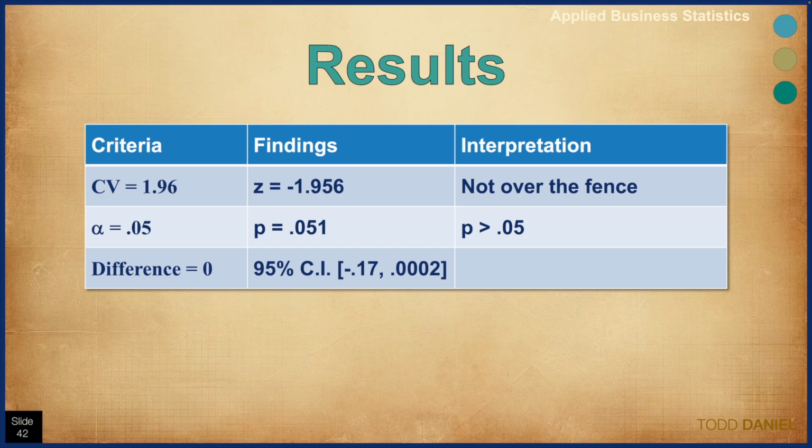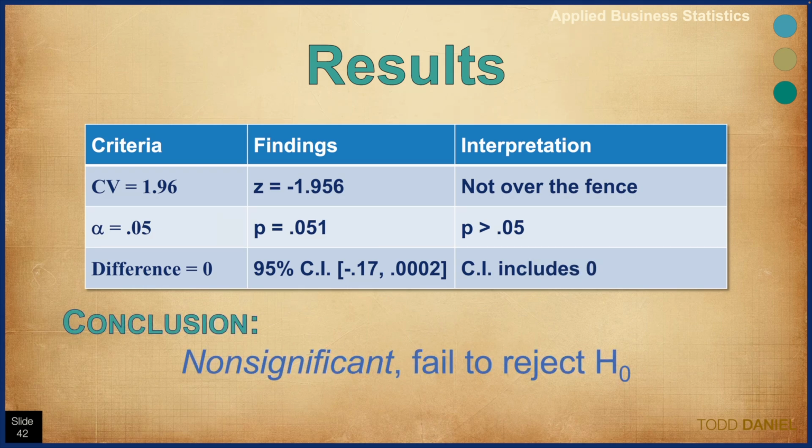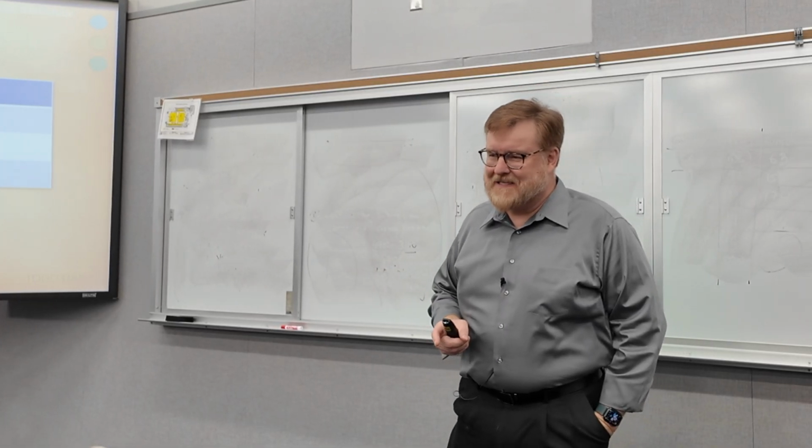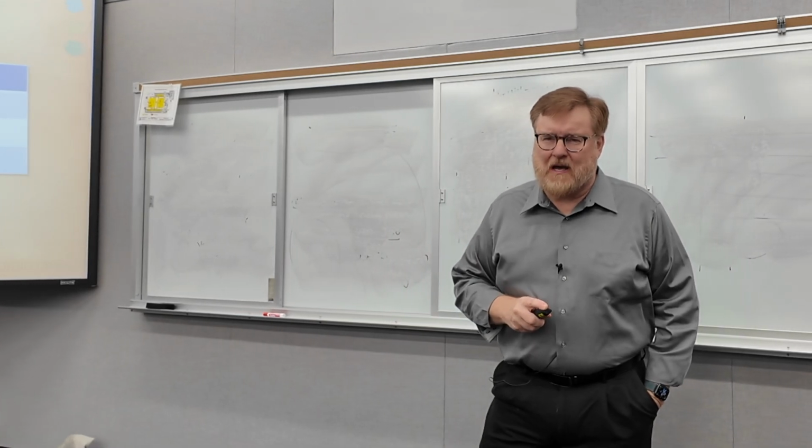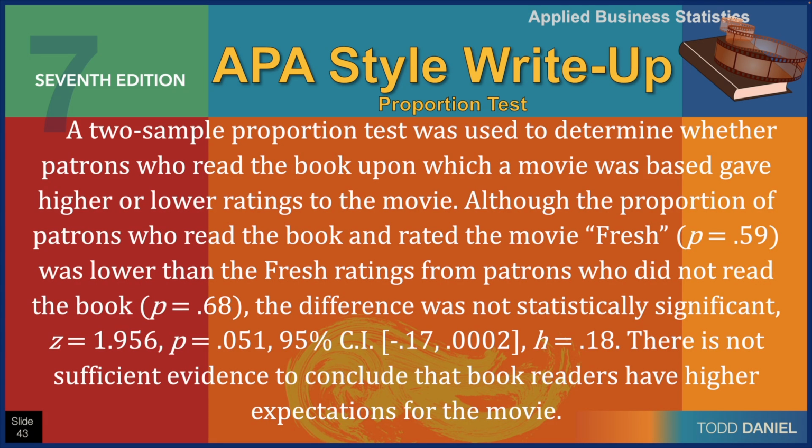We were looking for a hypothesized difference of 0, and I can see that this negative 0.17 is negative, whereas this 0.002 is positive. That means it crosses 0. 0 is included in the confidence interval. All of this tells me the same thing. This test is non-significant. We did not reach the level of significance. Almost, but not quite. So I think that's something we need to talk a little bit more about. But first, let's finish our write-up.